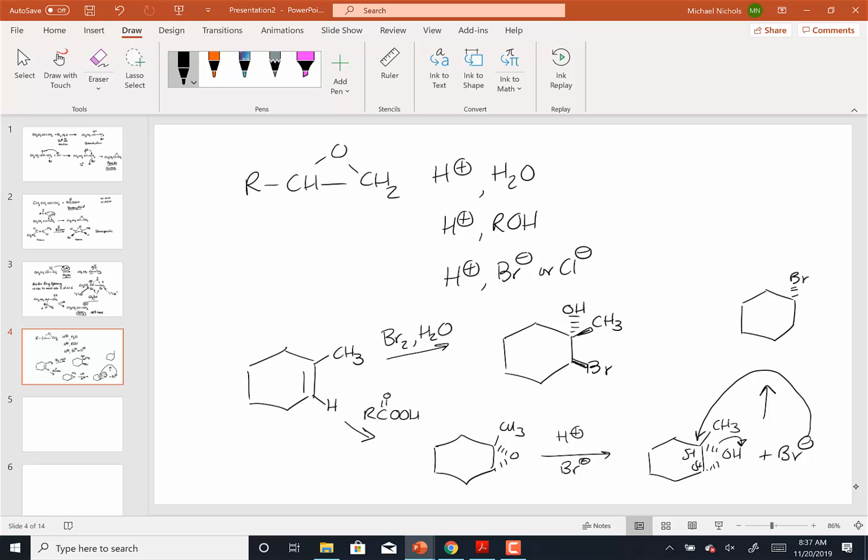The bromine and the OH have to have opposite wedges, opposite stereochemistry. What did I just make? I made the opposite product of what I got from forming the bromohydrin directly. Okay.